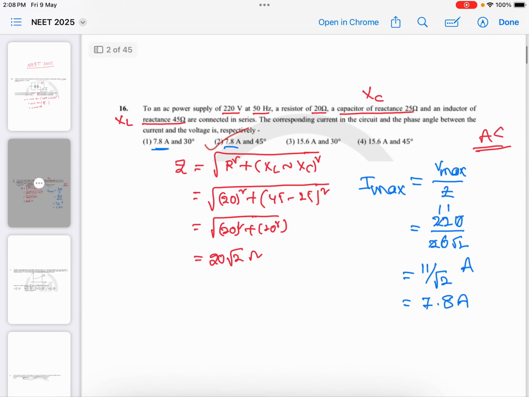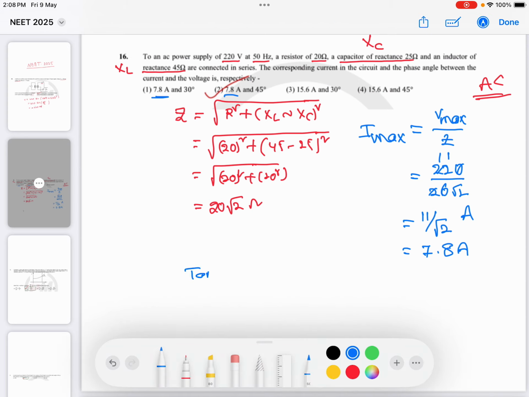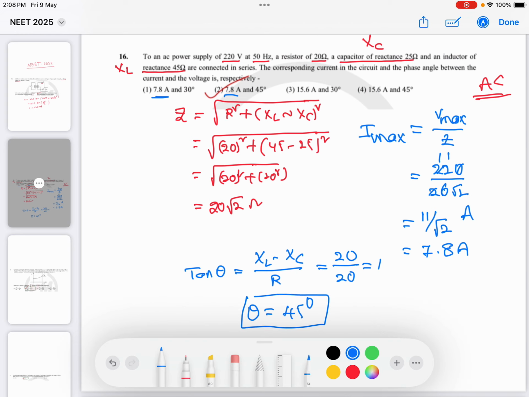can be taken as: your angle formula is tan theta equal to XL minus XC by R. XL minus XC is 45 minus 25, which is 20. Resistance is also 20, which gives 1. Then theta is equal to 45 degrees, since tan inverse 1 is 45 degrees. So the current is 7.8 amperes, theta is 45. So ultimately your answer is option number 2.